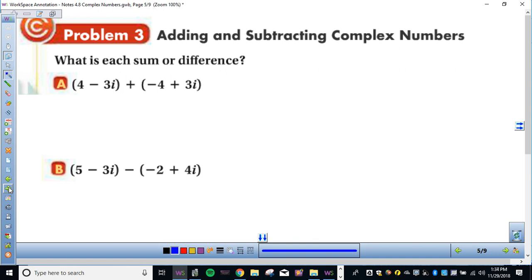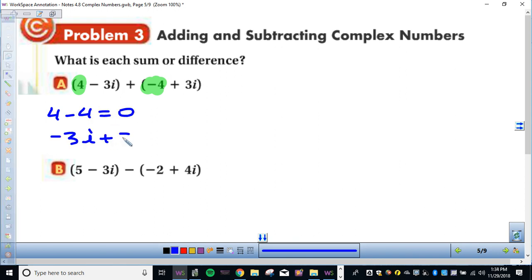I'll give you a chance to write it down, and then we'll talk about it. So if I combine real part with real part, what do I get? 0. So 4 minus 4 is 0. And then I have negative 3i plus 3i, which is 0. So your answer is 0. Okay? My third period's like, well, then why do we do it? You can get 0. It's a valid answer, right? You still did some math, got an answer.